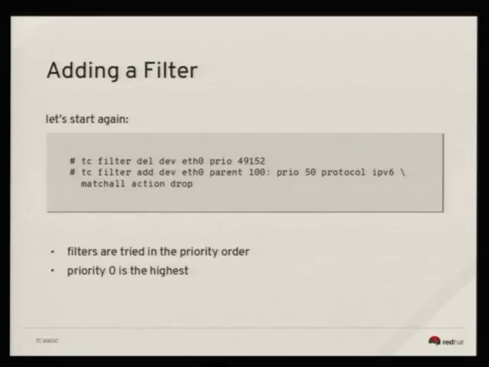Let's delete the filter we just added. Yeah, you see that we use the priority. That means delete all filters with this priority. And let's add exactly the same one, but this time we'll specify priority as 50, for example. If we add multiple filters to a single Qdisc, those filters are evaluated in the order of the priority, with priority 0 being the highest one.